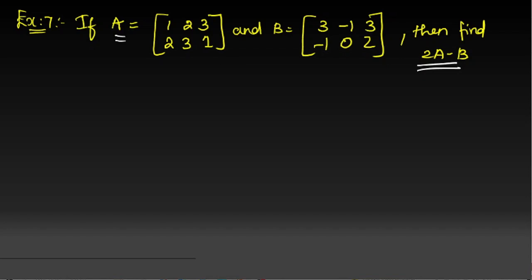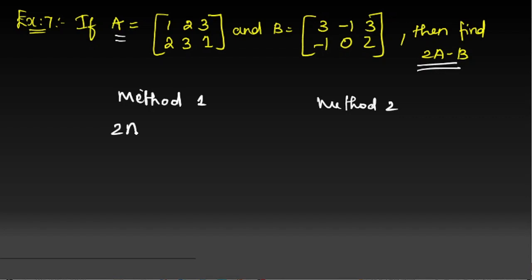Now you can find this in two different ways. I'll tell you. First, you have to find 2A. You know how to find 2A? That is nothing but the scalar multiplication of a matrix. So first you have to find 2A. 2A is common for both methods. So method 1, method 2. Which is easy, you can do that.